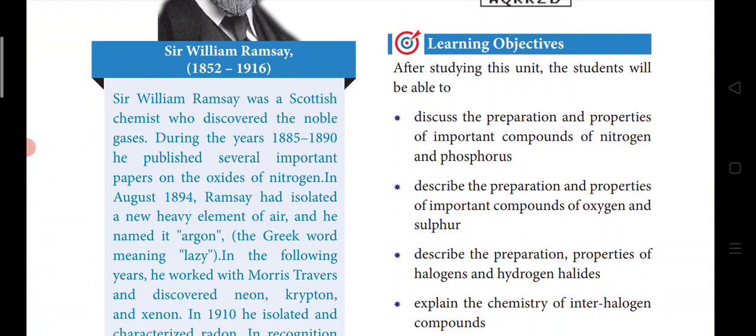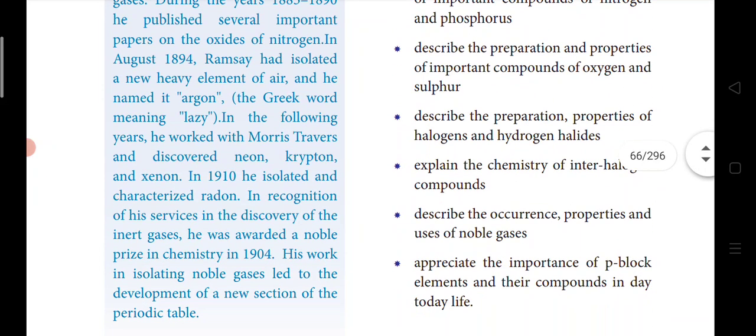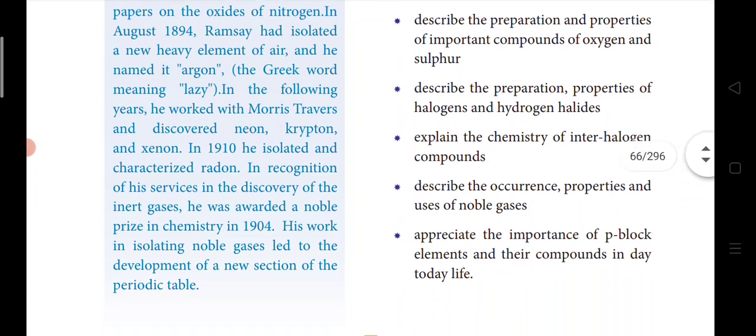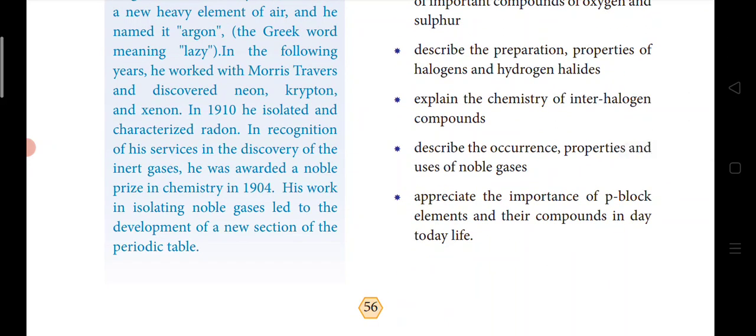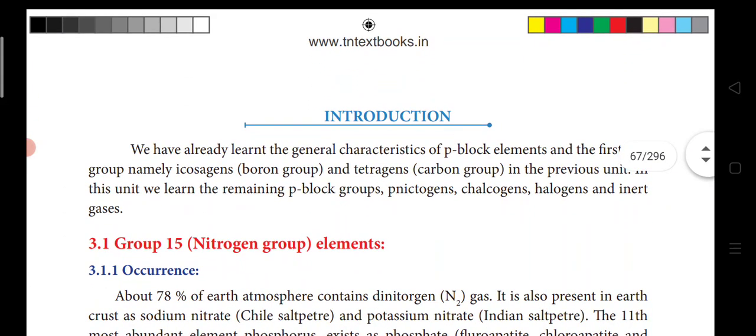In the same way we will be seeing the preparation and properties of nitrogen and phosphorus, followed by oxygen and sulfur, then the halogens, halides and interhalogen compounds, followed by the noble gases, and we will discuss the importance of these P block elements in our daily life. First we'll see the general characteristics of P block elements.